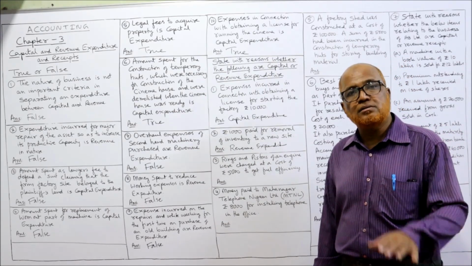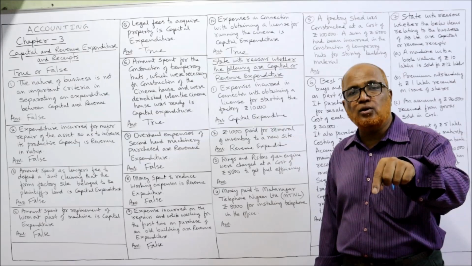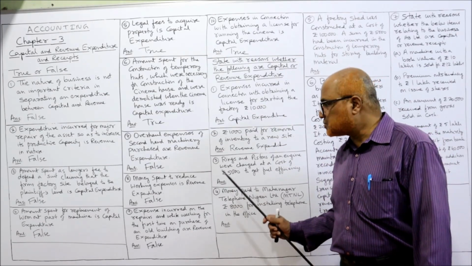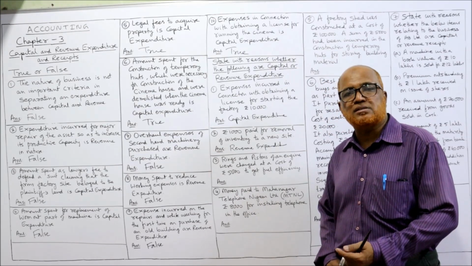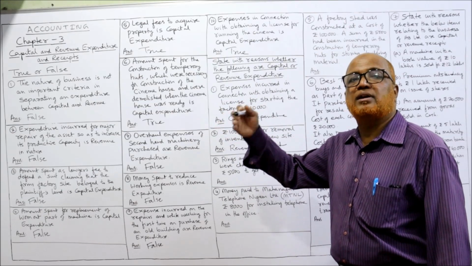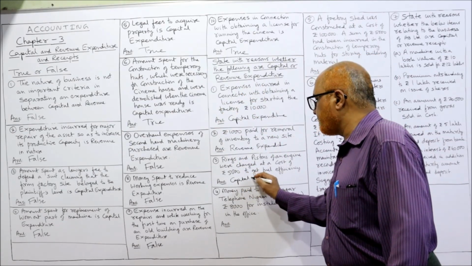Fuel efficiency means our expenditure will get reduced in future. When expenditure is reduced, our profitability will increase. So this expenditure of 5,000 on rings and pistons is a capital expenditure because it will give more benefit in future. Capital expenditure.